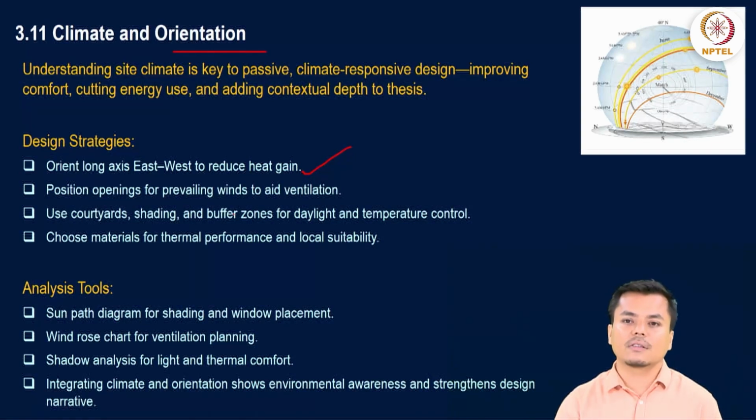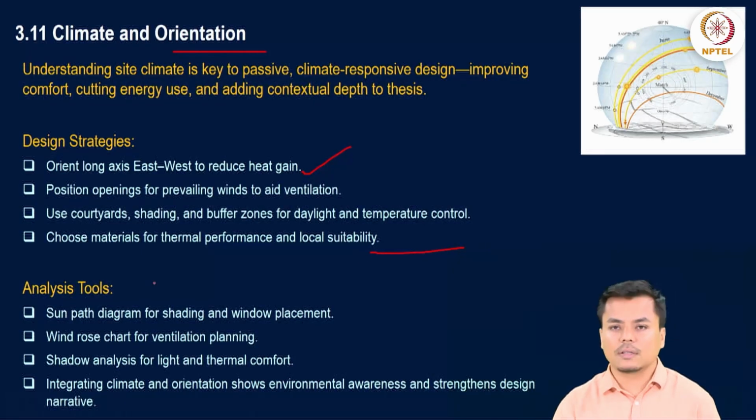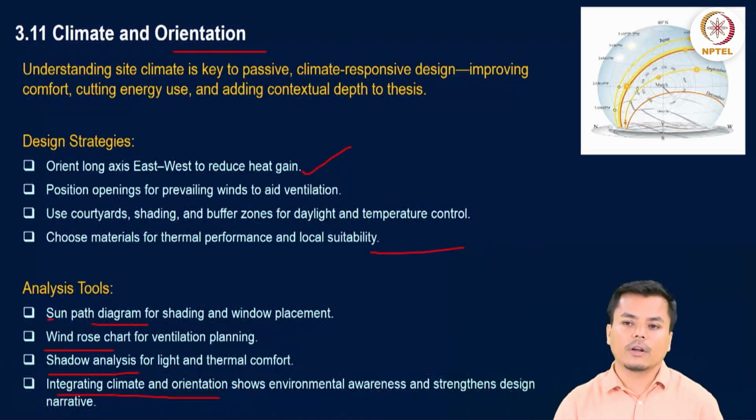Use courtyards, shading and buffer zones. Choose materials for thermal performance and local suitability. For the climatic and orientation data of the site, you can use a sun path diagram, wind rose diagram, and shadow analysis to integrate climate and orientation for the environmental detail of your site.